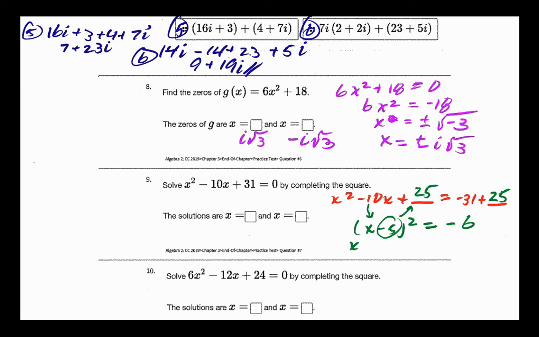So I'm going to say x minus 5 is equal to plus or minus the square root of negative 6. But remember, I'm going to take that negative and put it outside. So I'll have plus or minus i root 6. And then to get the x by itself, I'm going to move that negative 5 over. So I'll have 5 plus or minus i root 6. So I'll have 5 plus i root 6, and then 5 minus i root 6 is our answers.